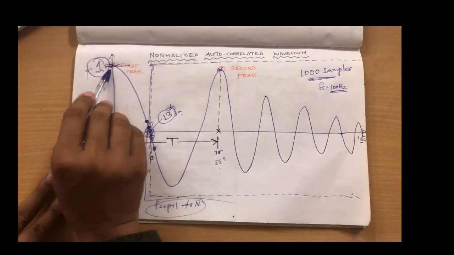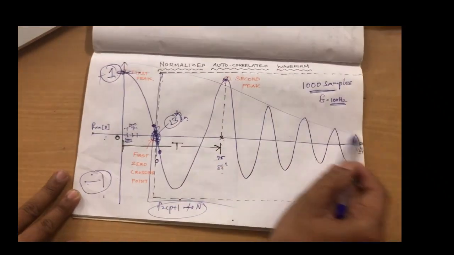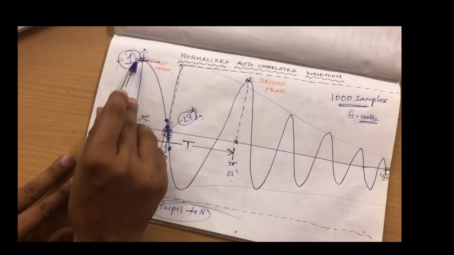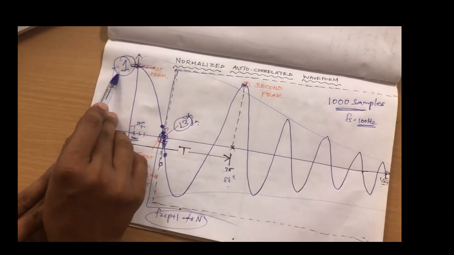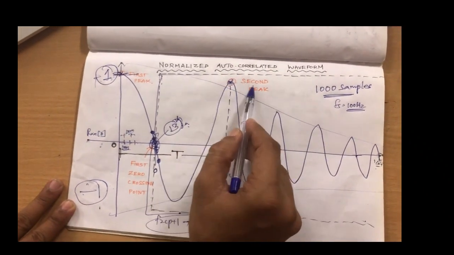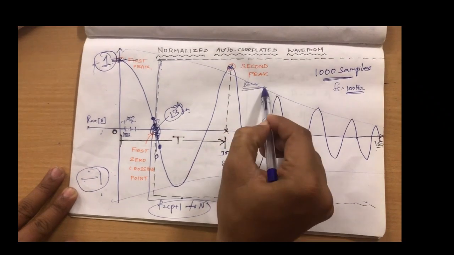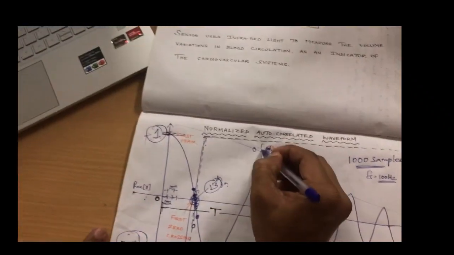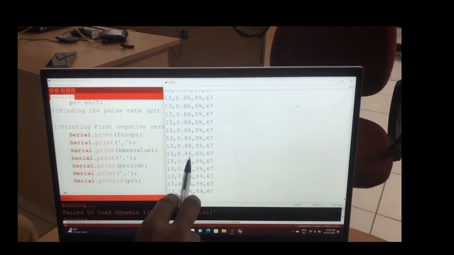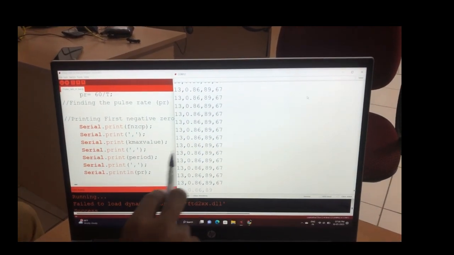As we know, the autocorrelation function is a decaying function, so the second peak will be less than 1. The K max value is the second peak value, which is around 0.86. That is what is available here. K max value is 0.86, and then the period is 89.